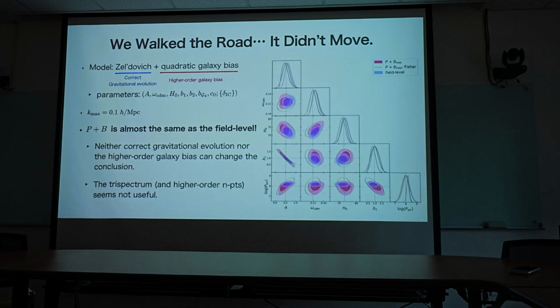And of course, the agreement is not so good as in the previous result. But again, the point is the error bars look quite similar. Actually, if you look at the numbers, there's about a 10% difference, but this is acceptable. So the point is that neither the correct gravitational evolution nor the higher order galaxy bias changes the result. Again, even for the realistic case, the trispectrum or any other higher order statistic is kind of useless.